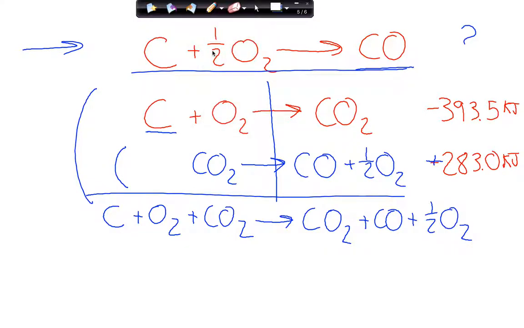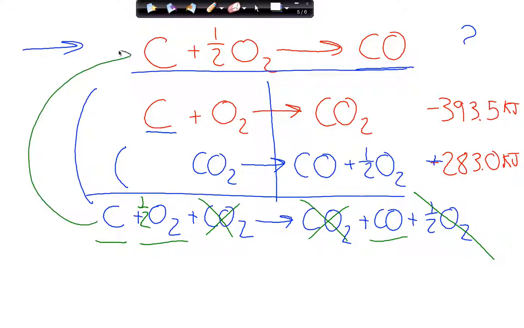Now what we're going to do is simplify. We've got carbon on the left, no carbon on the right. We've got oxygen on the left, and half an oxygen on the right. So we're going to subtract half an oxygen from each side. There it's gone. Here we're left with half an oxygen. Now we've got CO2 on both sides, so that drops off. And look at what we've got: carbon plus half an O2 yields CO.